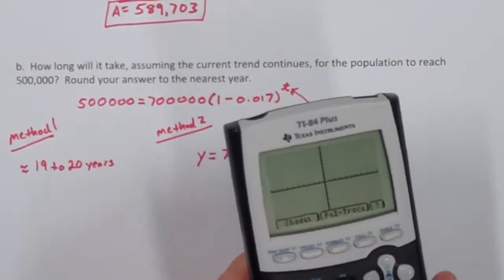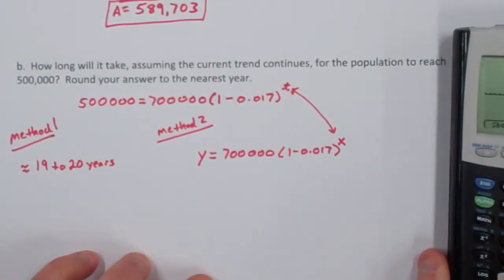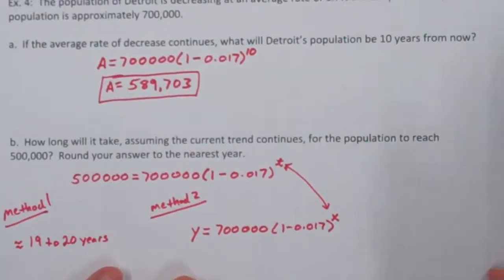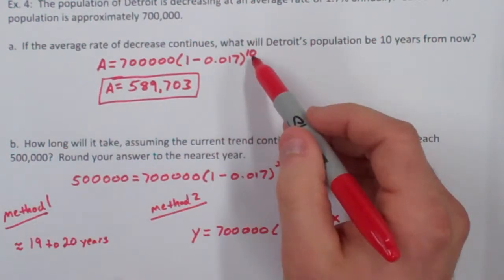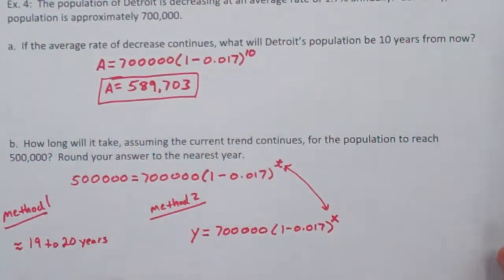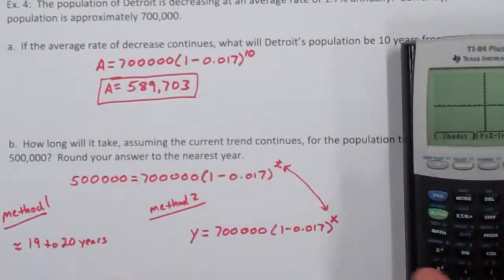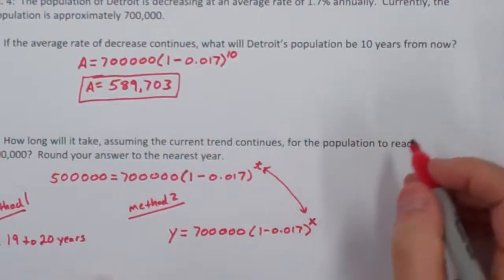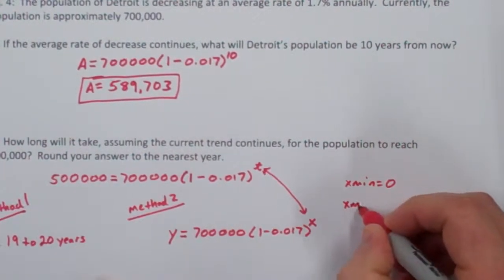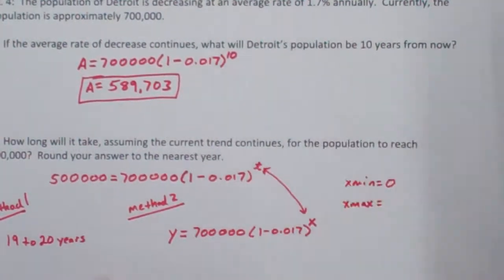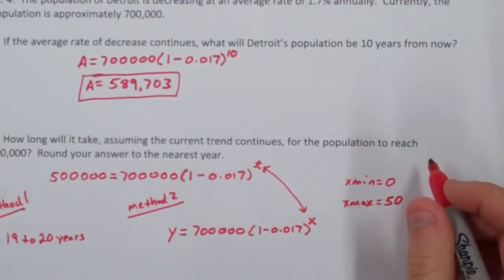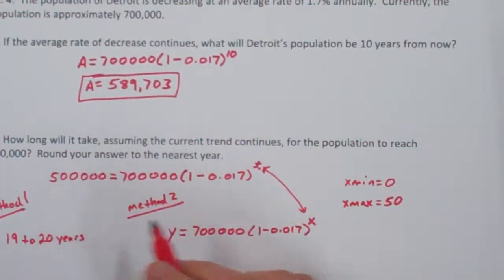So if you do use this method, you have to pick a good viewing window, and to choose a good viewing window, we know that we're going to be somewhere around 10 from 0 and then maybe to 20 or 30 or 40 for the value of x. So for the x window, for the x min, we're going to pick 0, and for the x max, you can change this if you need to, but let's just guess. We know that 50 probably will get us below 500,000.